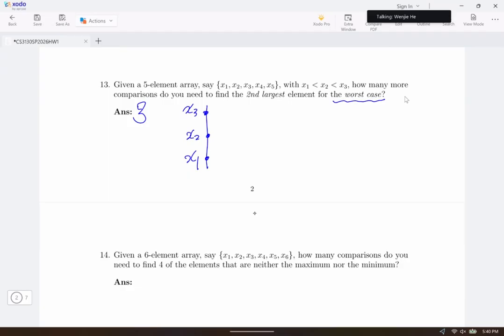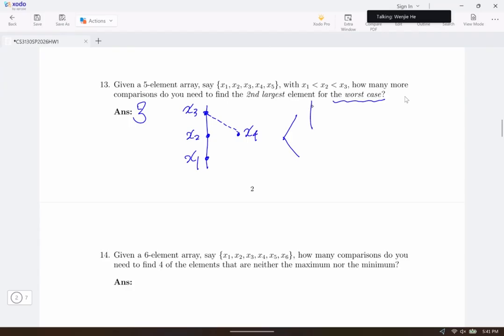Some of the students did comparisons like this. The fourth element, x4, is compared with x3, because there are different ways. Then there are 2 cases, right? Higher or lower. Now, there are 2 cases, but you need to pick the worst case. Do not pick the best case.